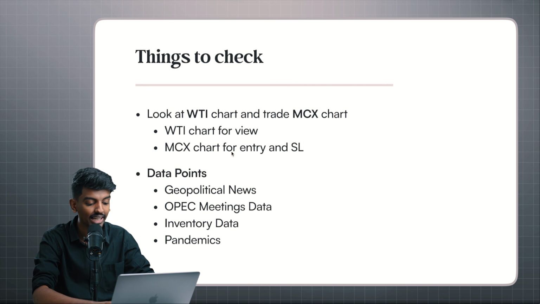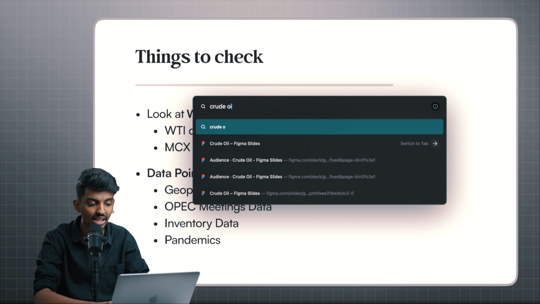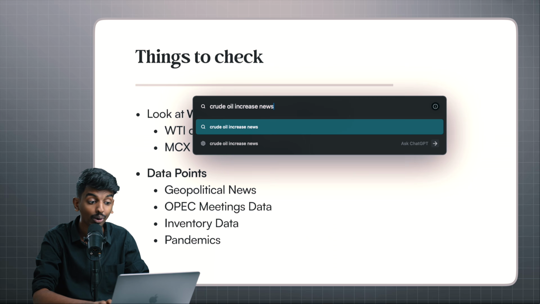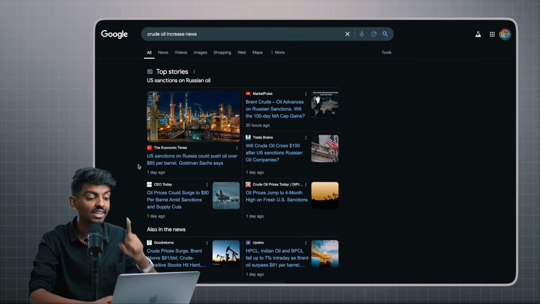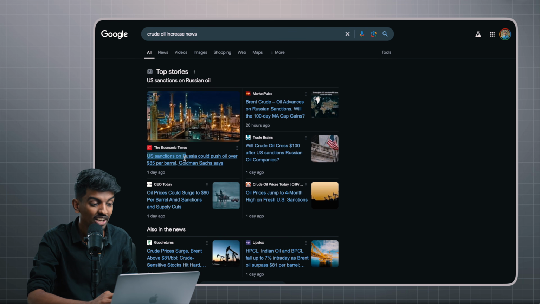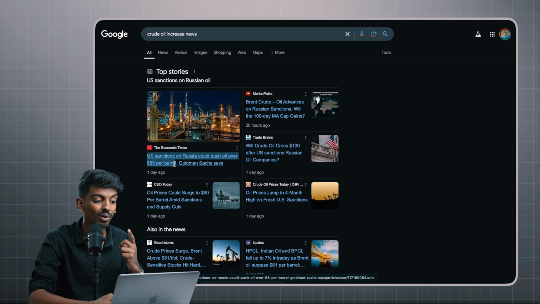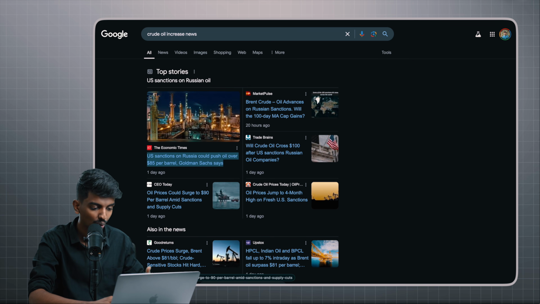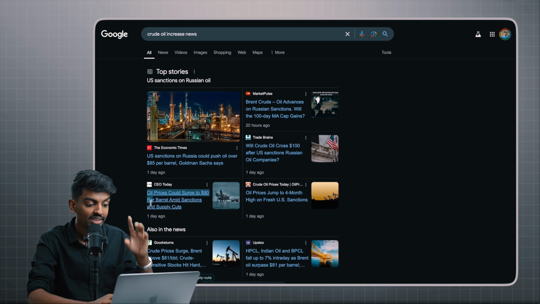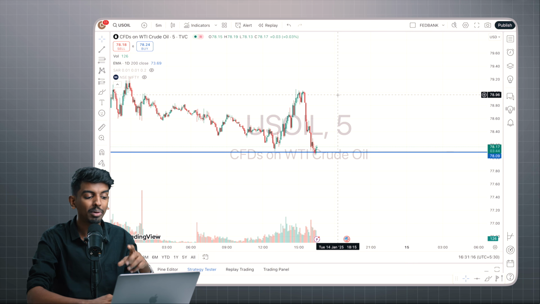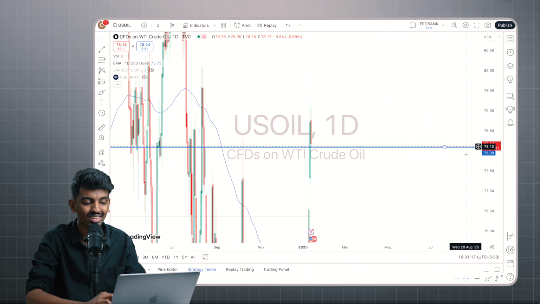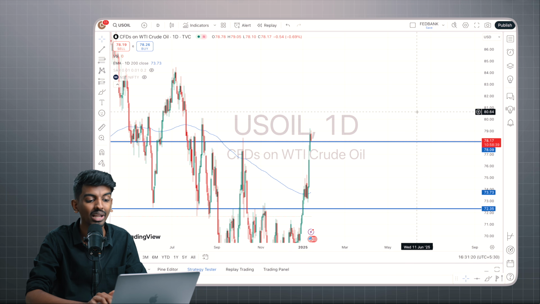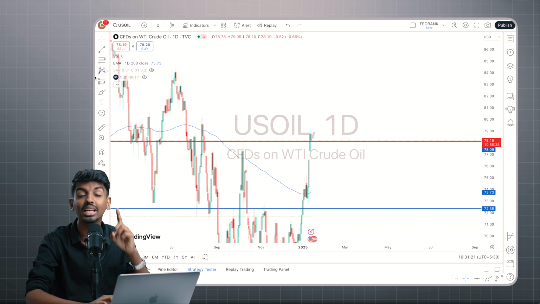Right? You see that even the crude oil prices have recently increased by a lot. How do you find out why it happened? You can easily search crude oil price increase news and you can see this is what pops up. US sanctions on Russia could push oil over $85 per barrel. That's what Goldman Sachs is saying. There are a lot of sanctions happening, and there are a lot of supply cuts happening. Based on these 2 factors, the price of crude oil is moving up on the daily charts, right? You can see how far up it has come in the last 2-3 days. That's something you really should understand.